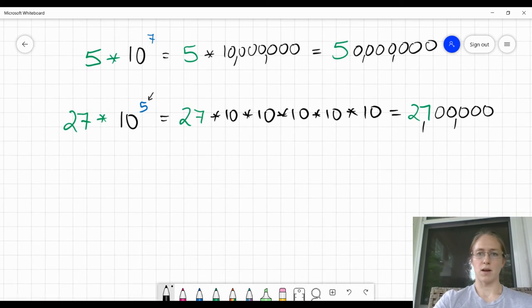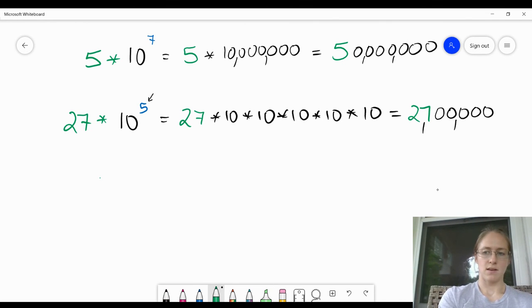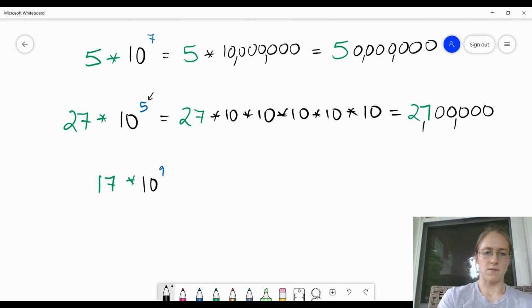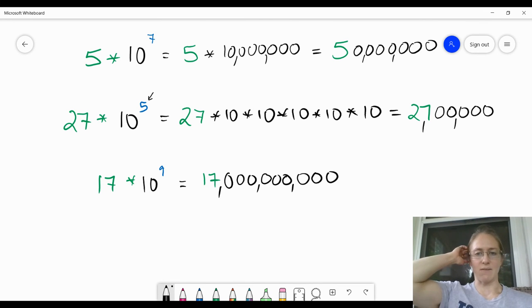All right, try one more. I want you to think about it before I give you the answer. Let's say that it's something like 17 times 10 to the 9th power. Consider pausing the video. All right, I'm going to go on though. So 17 with my exponent tells me 9 zeros need to be attached on the end. And so I put in some commas, and my answer is 17 billion.